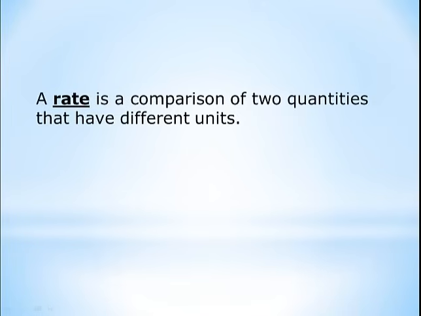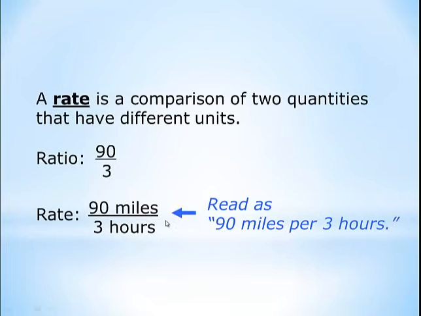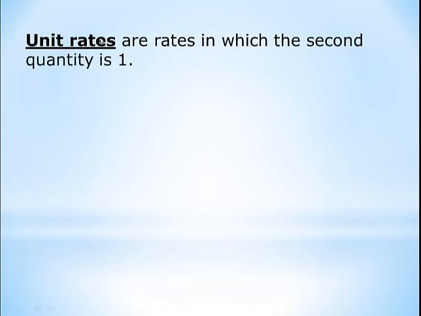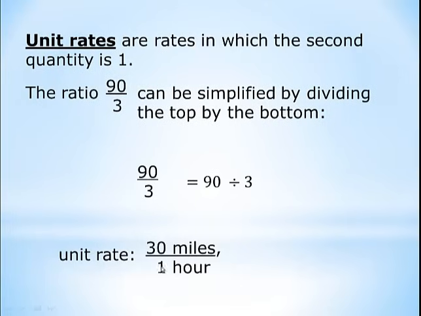Now a rate is when you compare two different quantities. For example, a ratio would be comparing 90 to 3. A rate would be comparing 90 miles to 3 hours. We'd also read this as 90 miles per 3 hours. Now, a unit rate is when the bottom number of your fraction or your comparison comes out to be 1. For example, if I look at the ratio 90 over 3, I could simplify this by dividing 90 by 3 and getting 30 over 1. And that would be my unit rate because it's per one item. 30 miles per 1 hour.